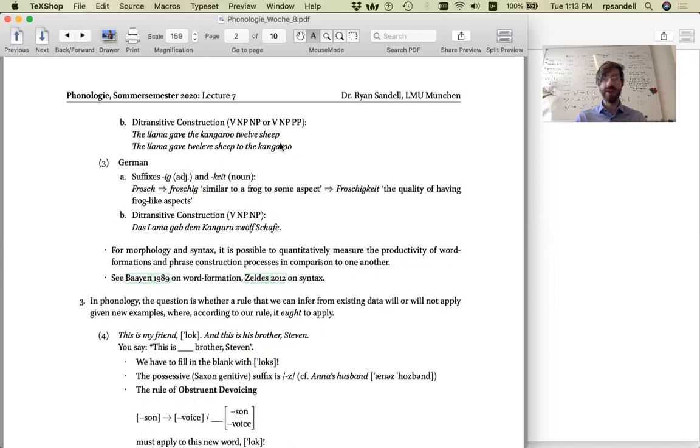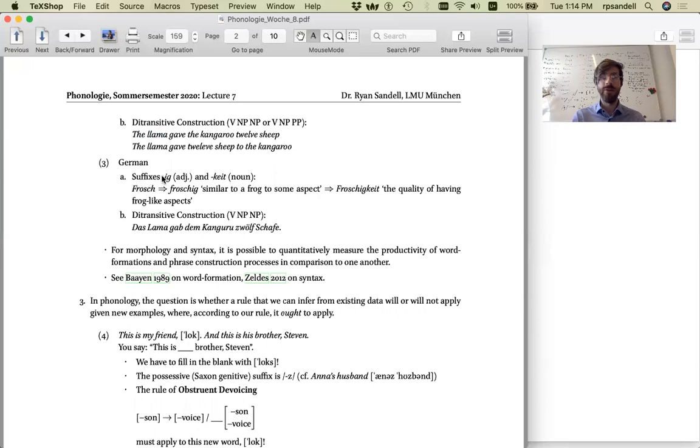sheep to the kangaroo. I haven't tried to look to see if these are sentences that anyone else has ever put together before, but the exact combination of these lexical items, llama, kangaroo, a noun phrase 12 sheep, makes me think this is probably not a phrase I had thought of before, so we would consider this to be instances of productively built phrases. And in German, we can see exactly the same thing.